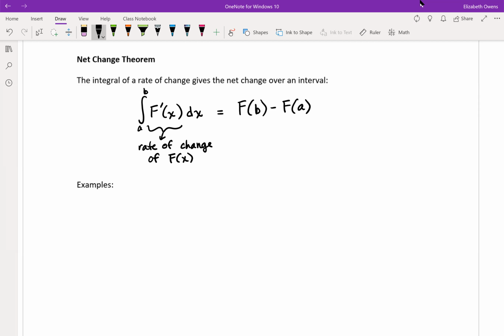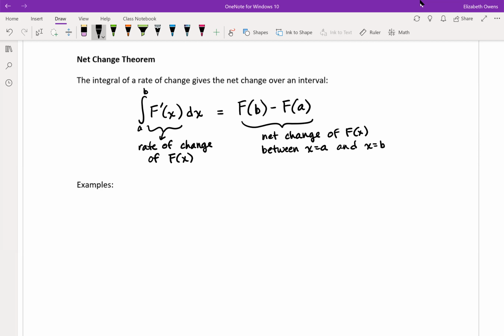Taking the antiderivative, that would be big F of x, okay? Plugging in your upper limit of integration, subtract, plug in your lower limit of integration. This part over here is giving you the net change, or the change that's occurring in the function big F of x between those two x values, x equals a and x equals b.